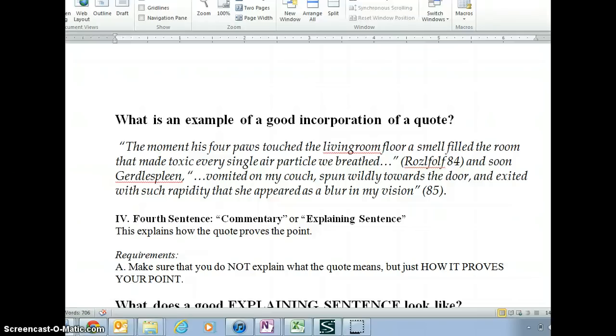After you write your quote, do not tell me what it means. Don't say, for example, you wouldn't write after this, "This quote shows a dog making a living room smell so bad that a girlfriend vomits." I know that from reading it. Rather, what you need to do is explain, how does this quote prove the point you just made, right?